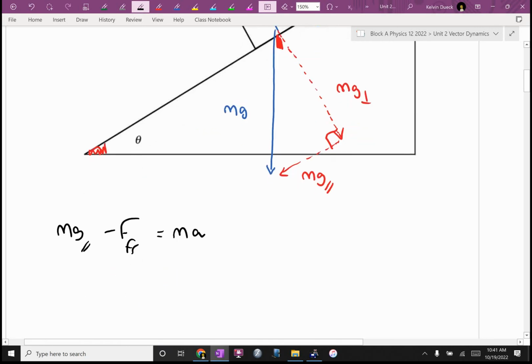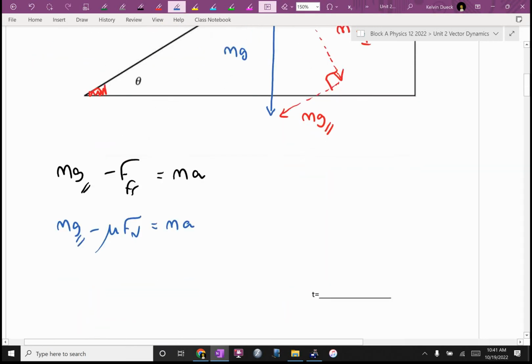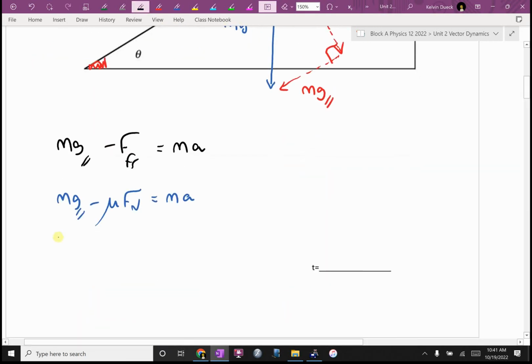Now what would I do? I would go mg parallel minus mu times the normal force, that equals ma. I don't know the normal force. Oh, but look, I know another force the same size as the normal force, mg perpendicular. So I would probably go mg parallel minus mu mg perpendicular equals ma.